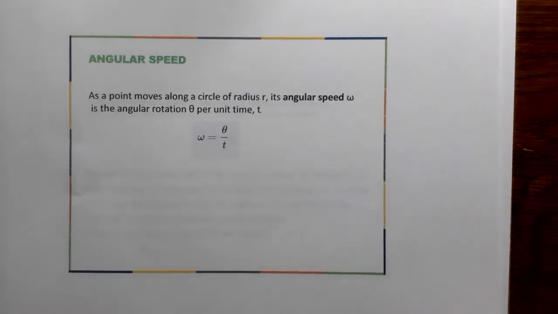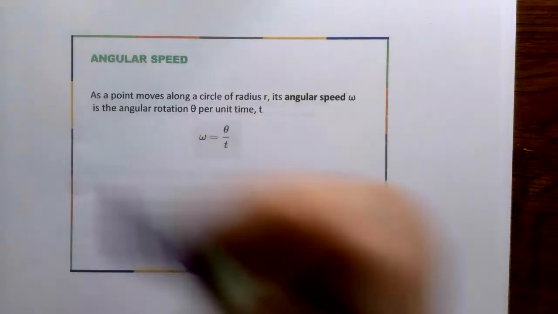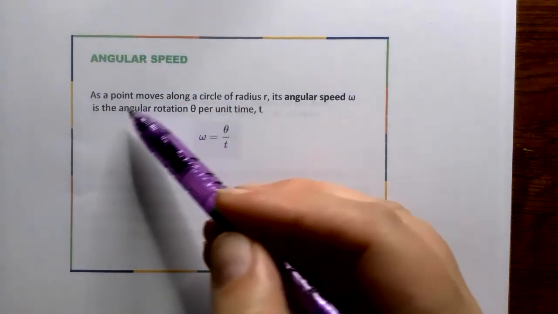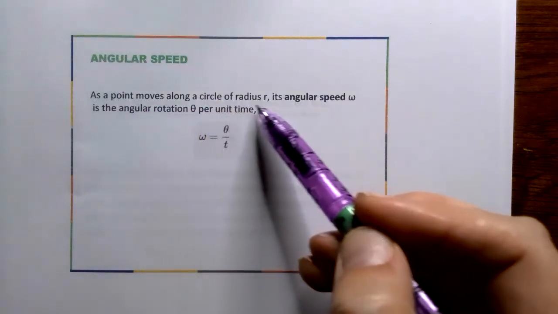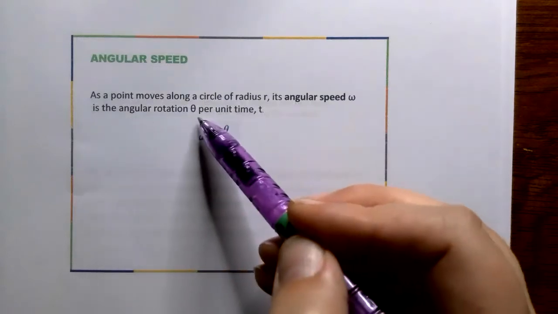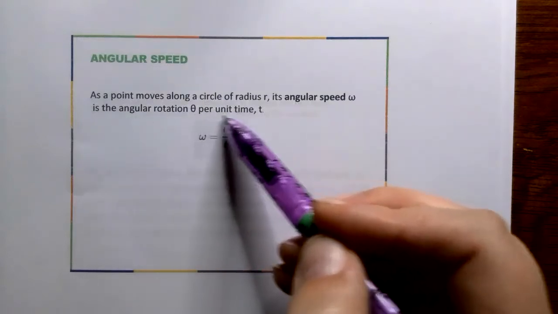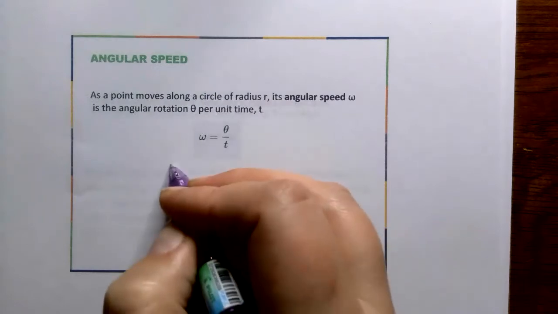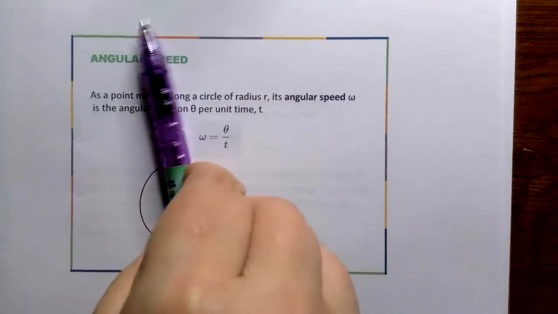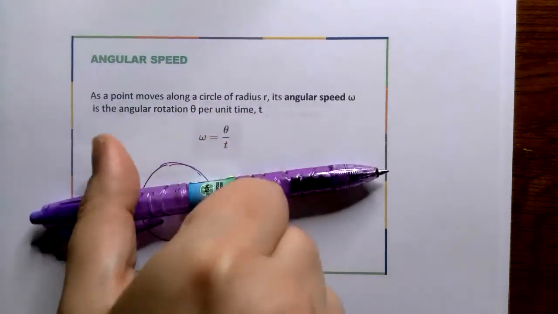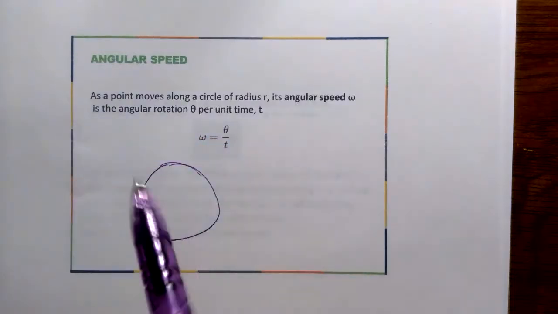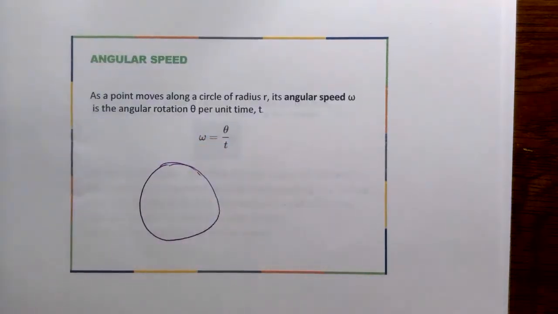In this video, we're going to talk about angular speed and linear speed. So here's a definition. As a point moves along a circle of radius r, its angular speed w is the angular rotation theta per unit time t. So basically, if you have a circle rotating, let's say it's a wheel or something, angular speed is how fast the rotation happens. Okay, it's not about the distance, it's about spinning around a center point.